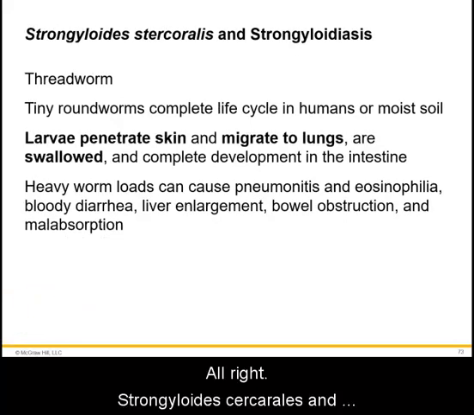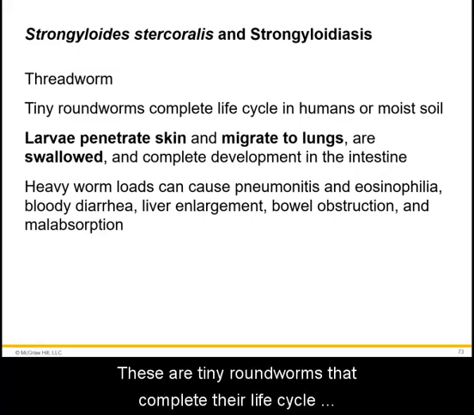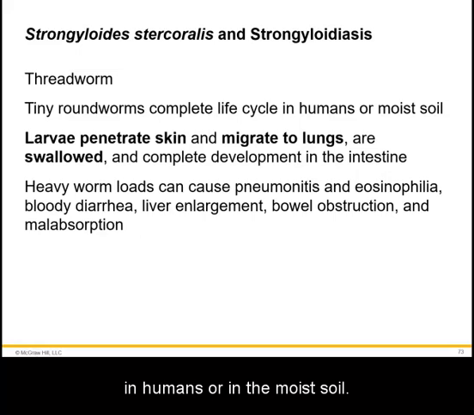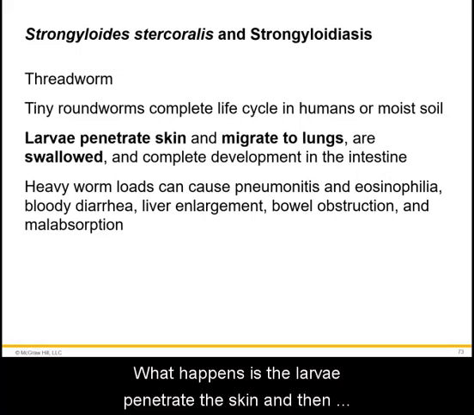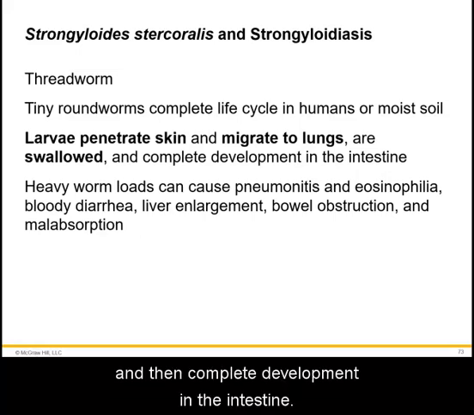All right, Strongyloides stercoralis and strongyloidiasis. Strongyloides is the threadworm. These are tiny roundworms that complete their life cycle in humans or in the moist soil. What happens is the larvae penetrate the skin, and then again, you're going to see this over and over, migrate to the lungs, are coughed up and swallowed, and then complete development in the intestine.